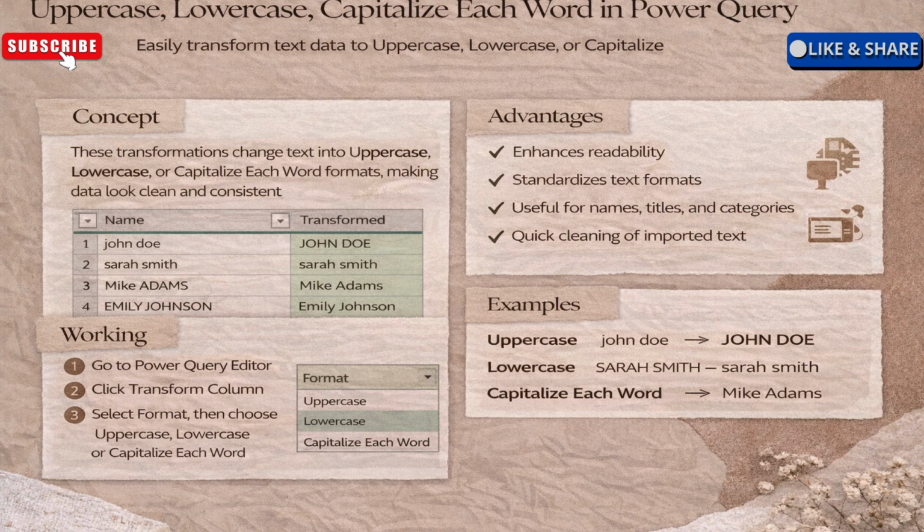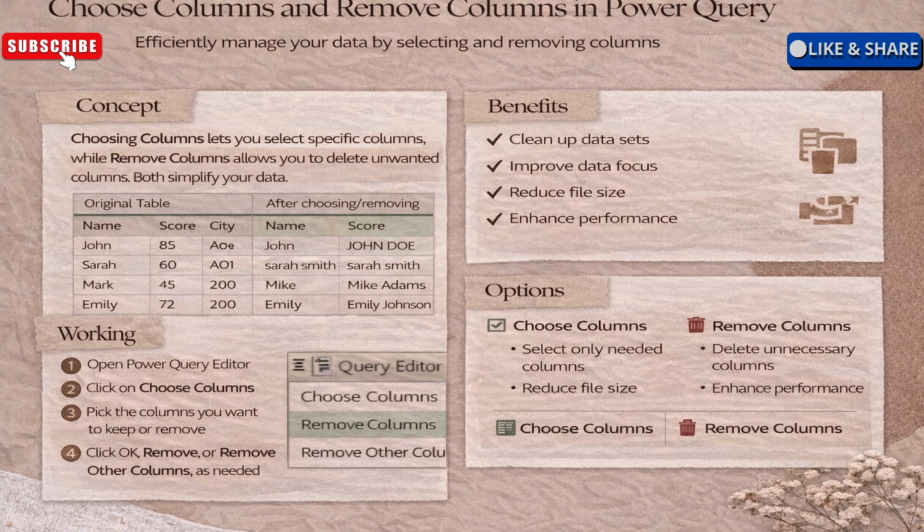Yes, John Doe becomes JOHN DOE in uppercase, Sarah Smith becomes sarah smith in lowercase, and mike adams becomes Mike Adams when capitalized. Great explanation. Can you explain what choose columns and remove columns mean in Power Query? Yes, Choose Columns is used to select only the required columns, while Remove Columns is used to delete unwanted columns from the dataset. Okay. Why do we use them? They help in cleaning data, improving focus on important fields, reducing file size, and enhancing overall performance.